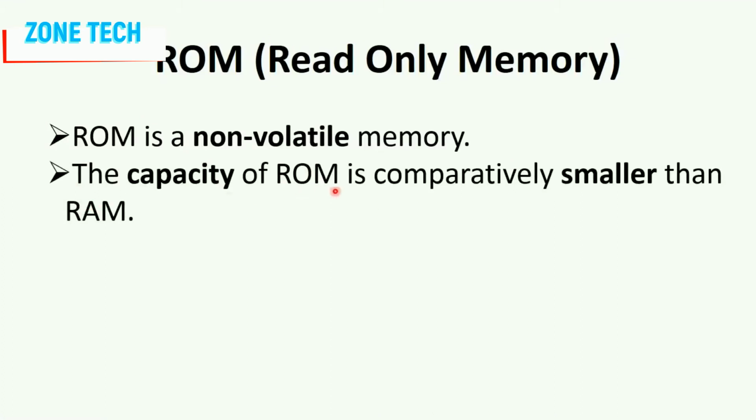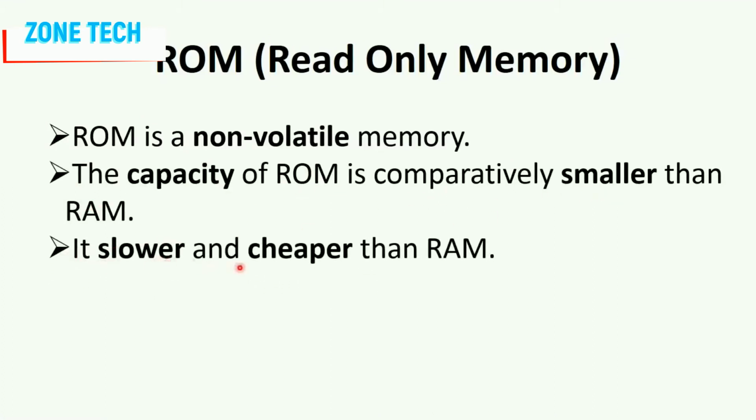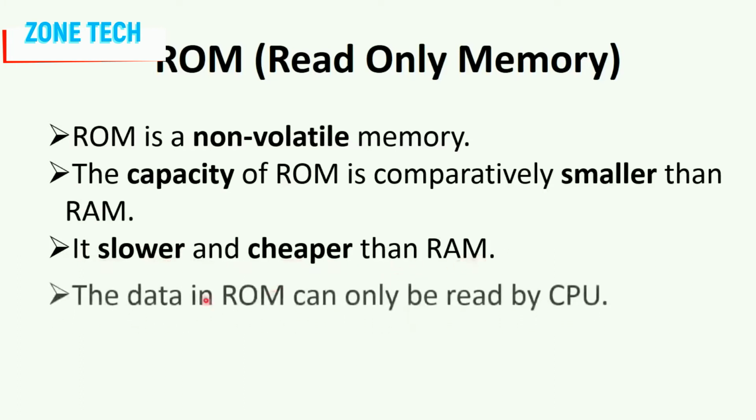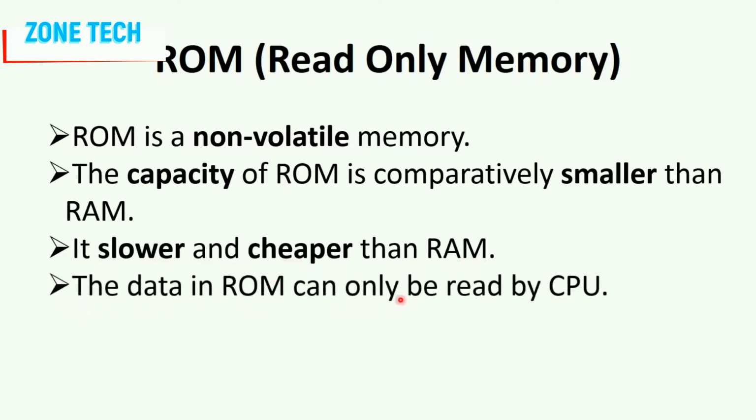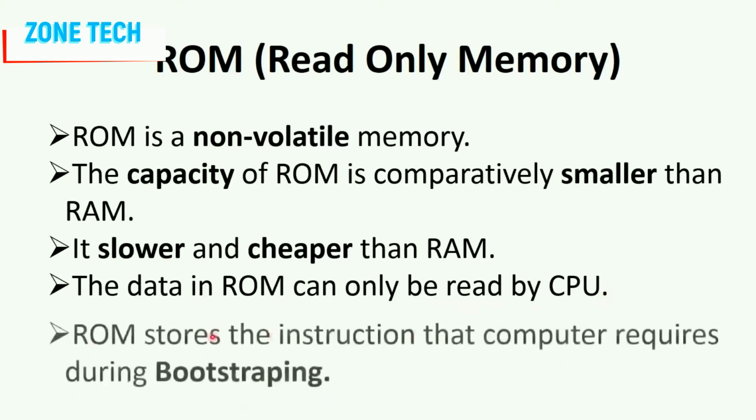The capacity of ROM is comparatively smaller than RAM. It is slower and cheaper than RAM. The data in ROM can only be read by CPU. That's why it is said read-only. The data in ROM cannot be modified.